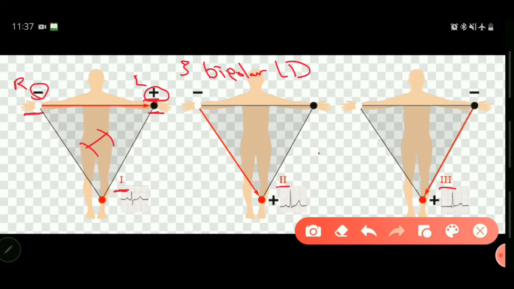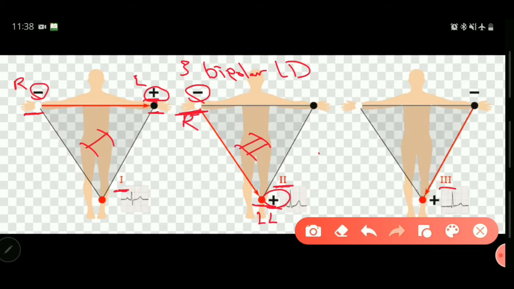Lead number 2 is between the right arm and the left leg. LL is the left leg, and we put the positive charges on the left leg while we put the negative charges on the right arm. That is lead number 2, which is between the right arm and the left leg. Positive charges on the left leg, negative charges on the right arm. That is lead number 2.